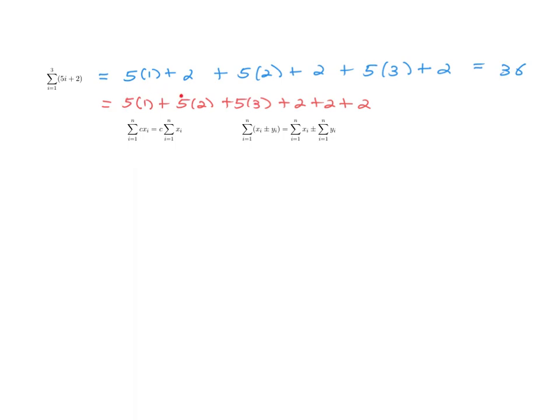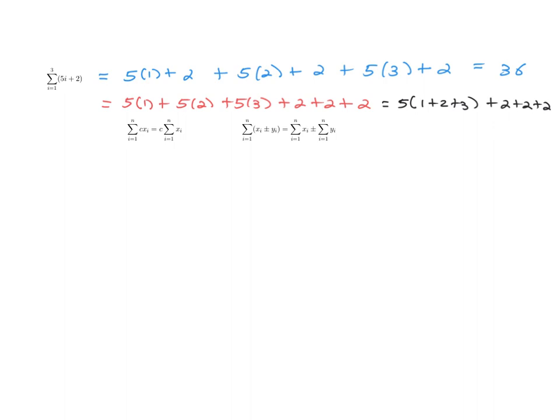Also, since there's a 5 common to these three terms, you could factor it out, and you could go on to say, oh, well, this is also equal to 5 times 1 plus 2 plus 3, then plus 2 plus 2 plus 2. When it comes to adding terms together, if there's a common number, it can be factored out. And also, the order in which you add things really makes no difference.